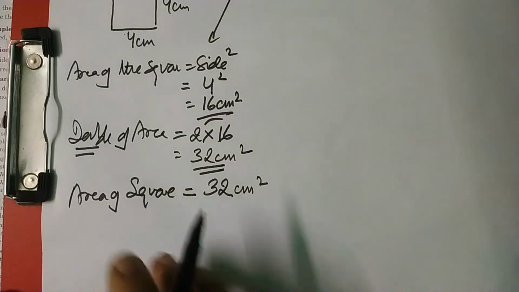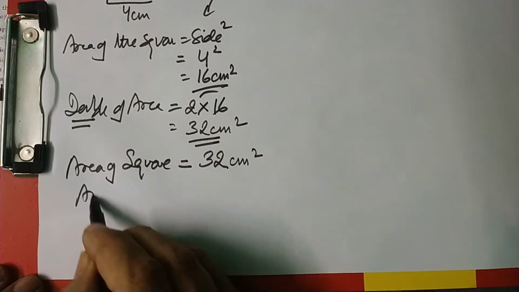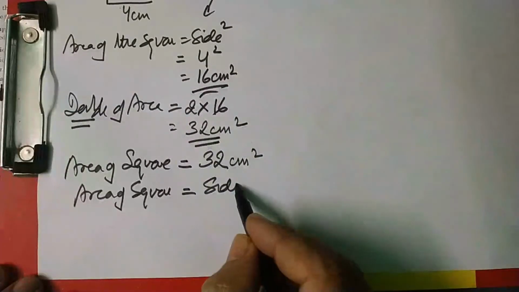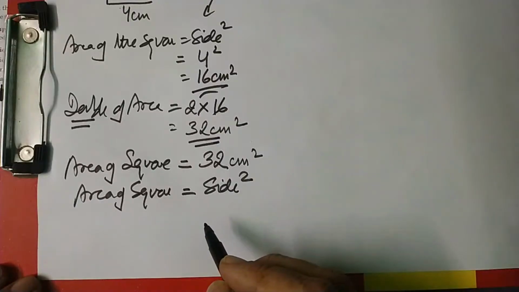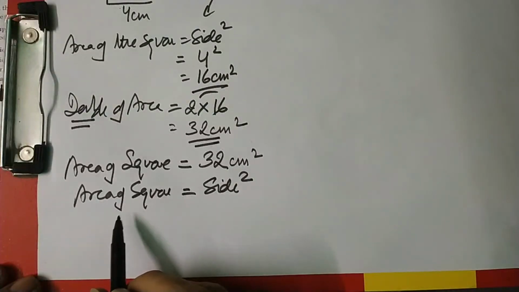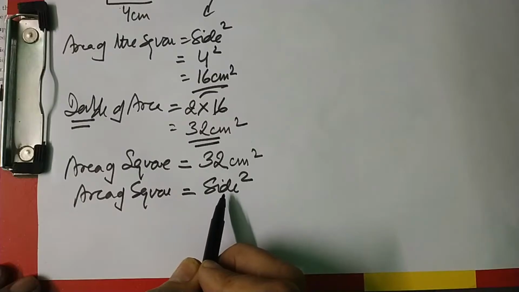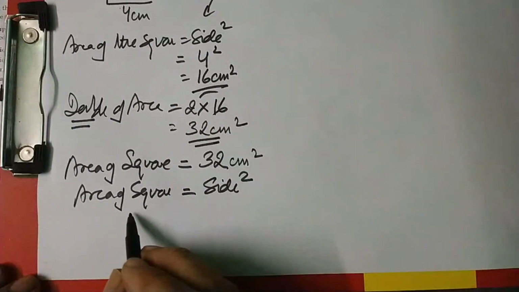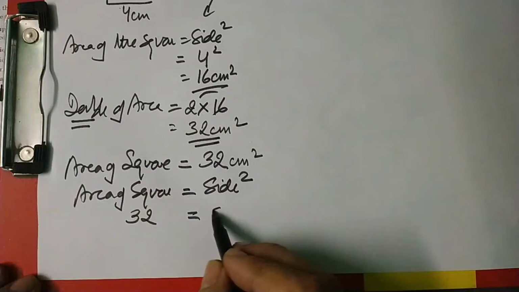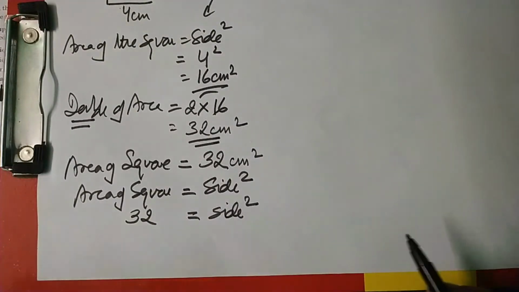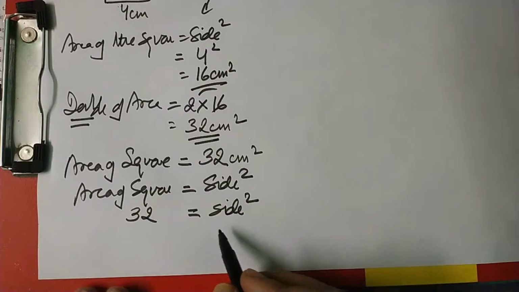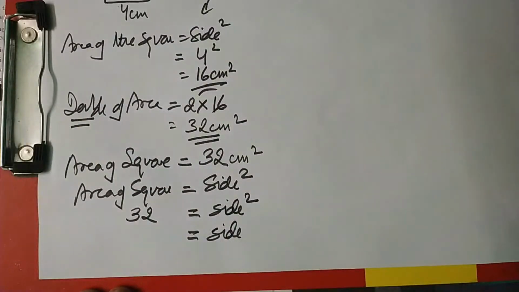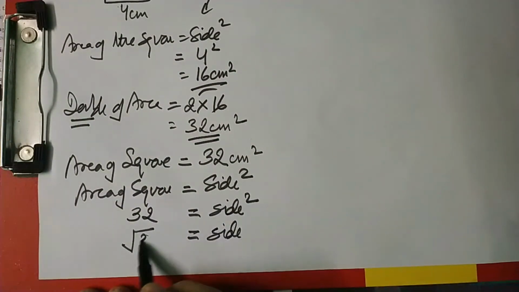So I will use the area of square formula, which is area of square is equal to side square. Now put the value. Area of the square is given 32, so here I am writing 32. Now what is the side of this square? If side square is 32, side will be? Yes, under root of 32.